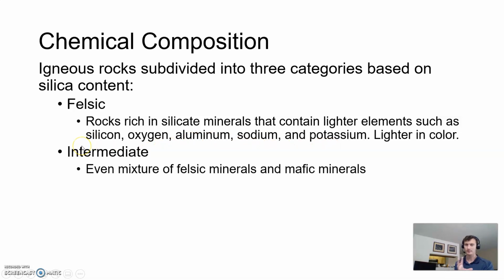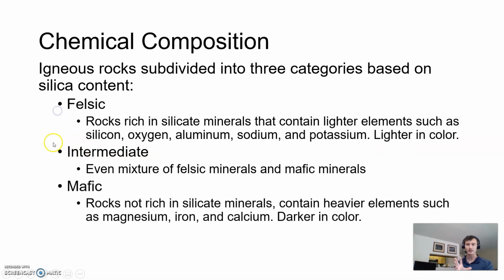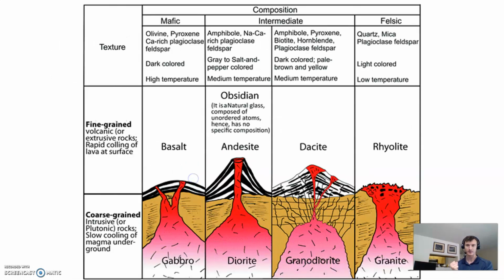You have your intermediates, so these are going to be somewhere in the middle between felsic and mafic. Things which don't have a lot of silica, maybe 40% or so silica as opposed to 70% for felsic. These are going to contain heavier stuff, darker elements. Magnesium, iron, especially, and calcium tend to be dark in color.